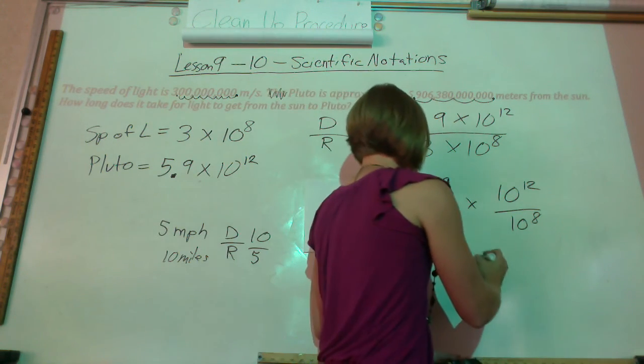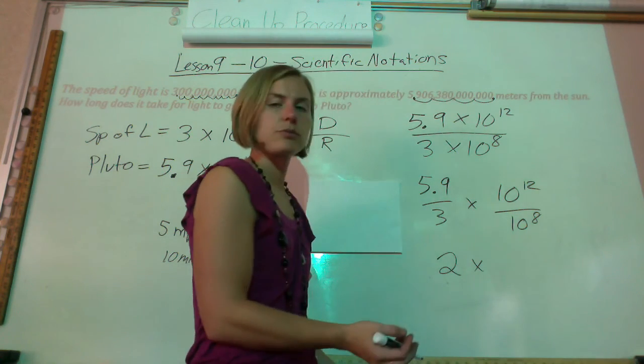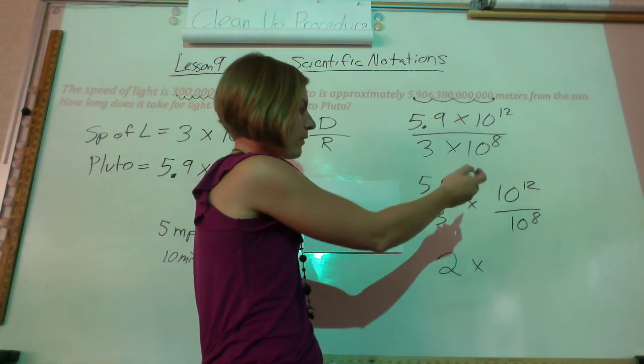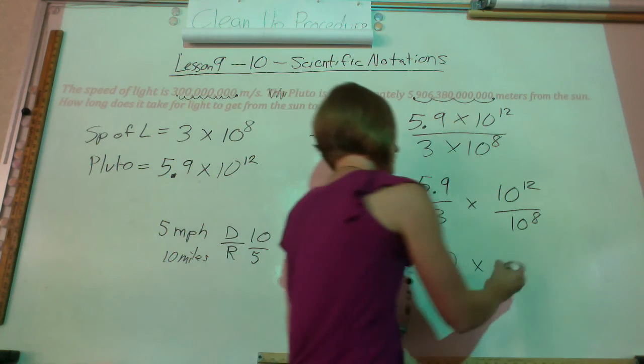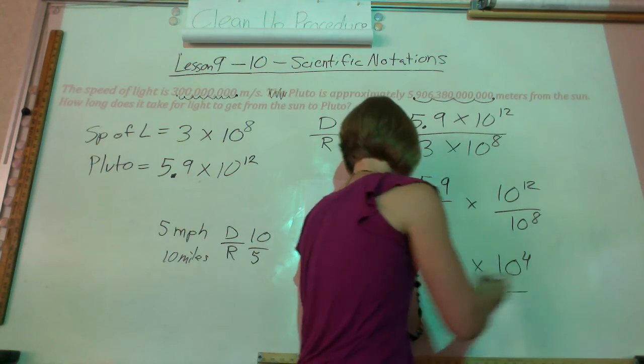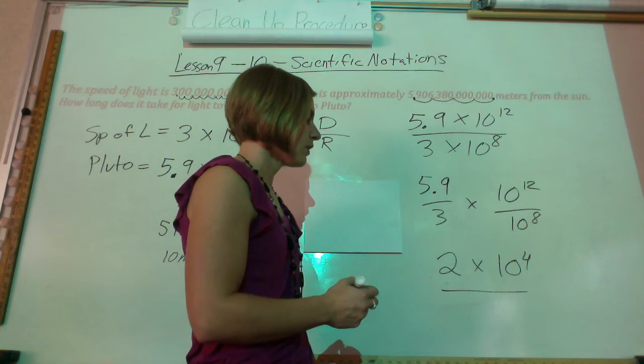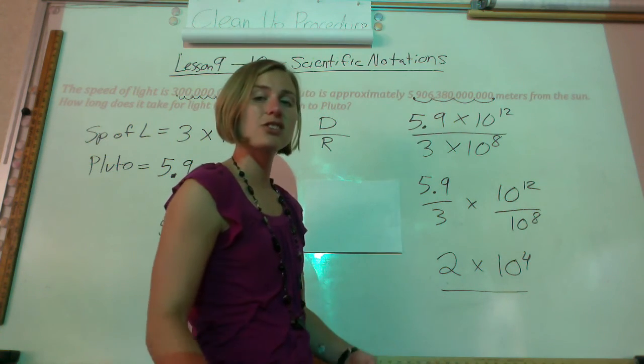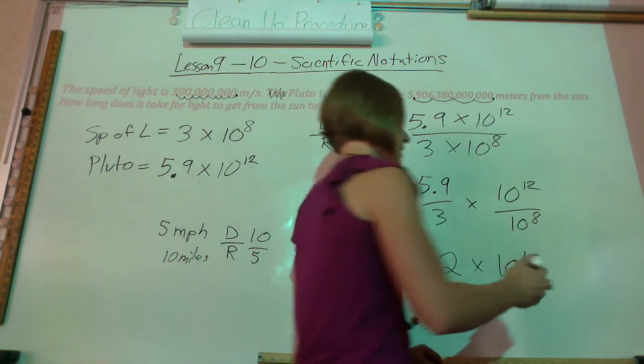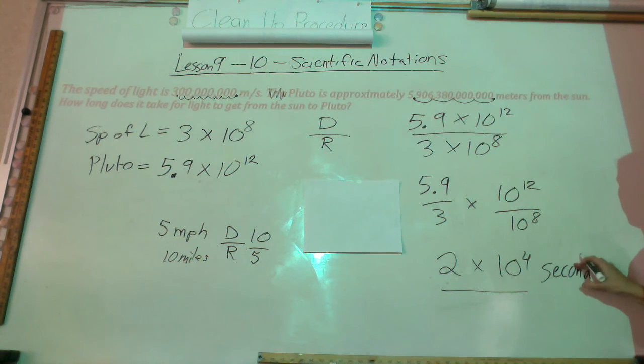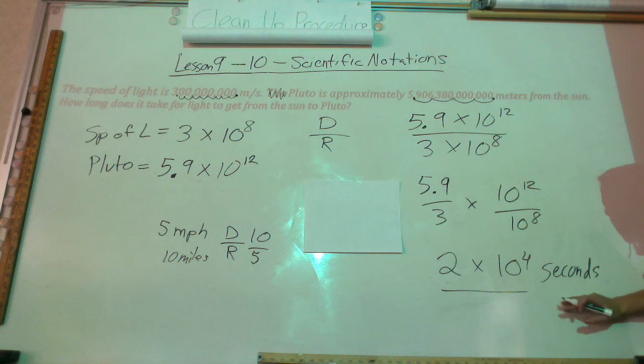And then what about this other stuff? Well, this is the quotient problem. We need to do 12 minus 8, which is 4, 10 to the 4th. And we don't need to change anything. So that's 2 times 10 to the 4th seconds that it takes. Because you always want to go back to the original problem and be like, well, what am I even talking about? We're talking about seconds here. Because if it's meters per second and then you're traveling in meters, the leftover is the seconds that it takes.